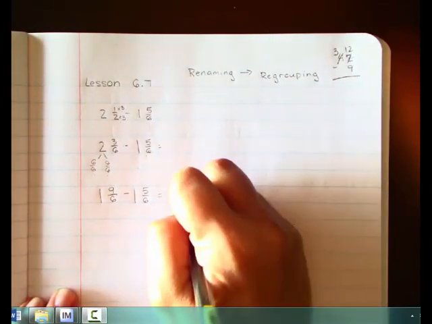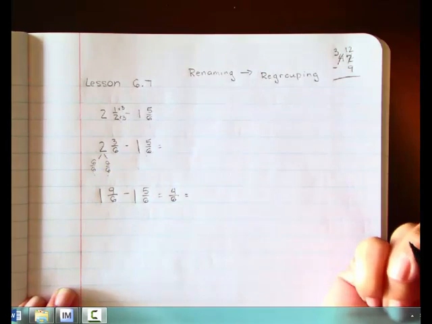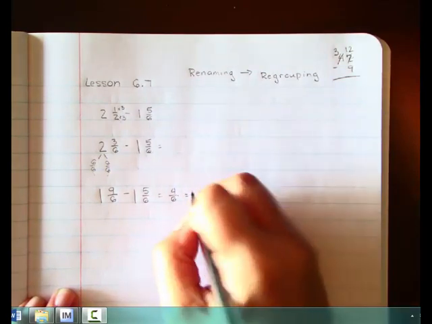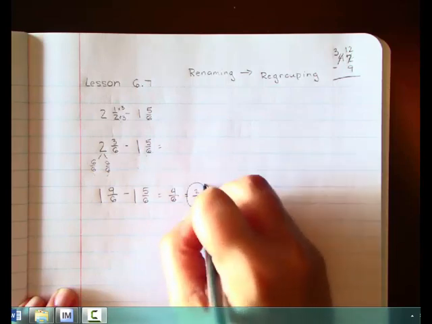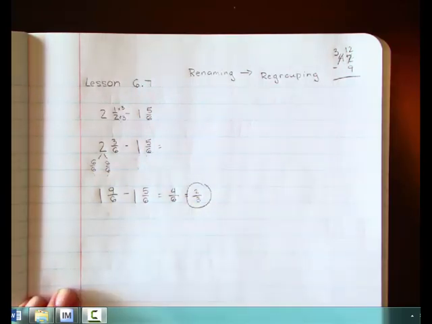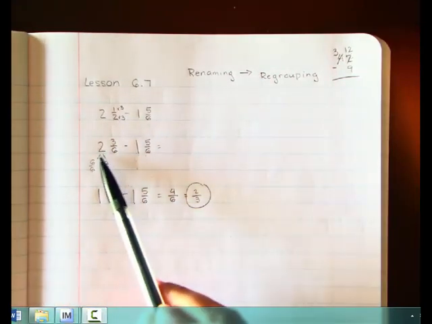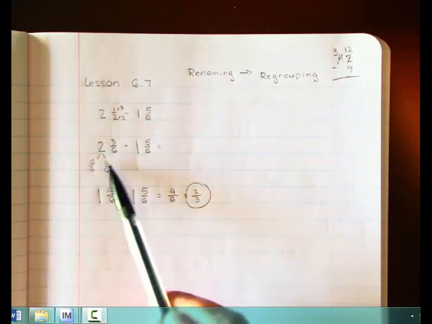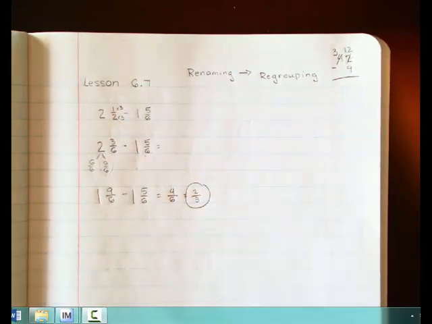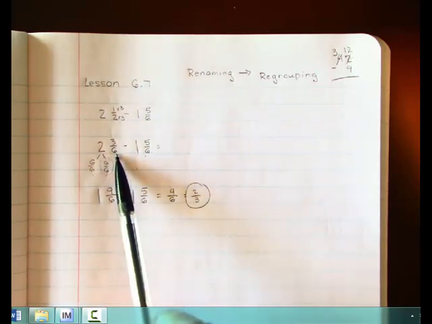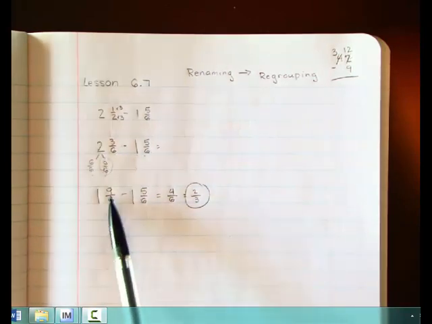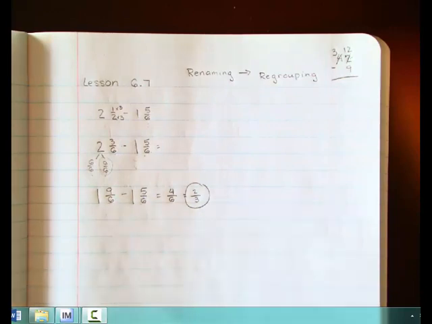Okay, I can simplify these. They can both be divided by 2. 4 divided by 2 is 2. 6 divided by 2 is 3. So that is your final answer. So that's one way you can do this: by breaking down that whole number, grabbing one of the fractions that's equal to 1 and adding it to that fraction, making your numerator larger, therefore being able to subtract.